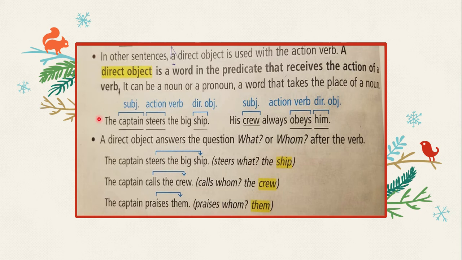Now let's read the first example. The captain steers the big ship. Okay, we know that the subject is captain, and we know the action means steers. Who receives the action of being steered? The ship. So that's the direct object. So pay attention. We have to identify three things: the subject, the verb, and the direct object.